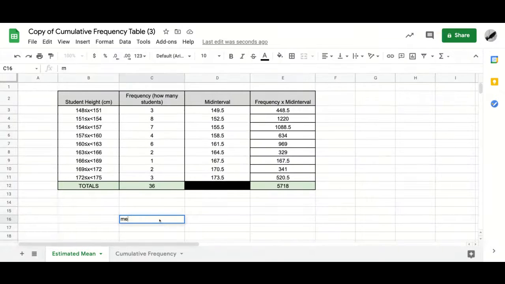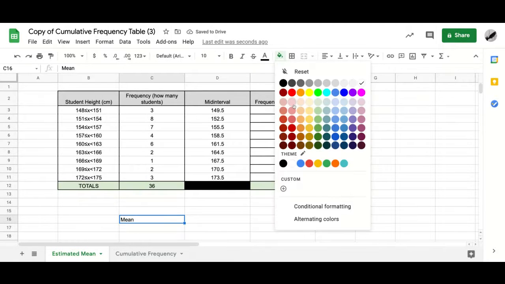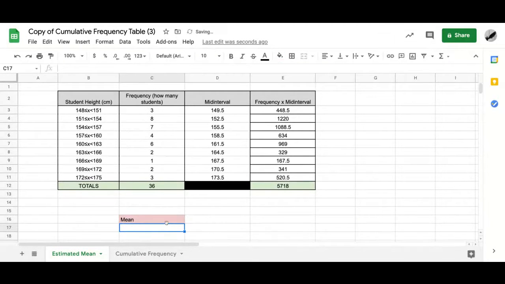Now I'm going to find the mean. Right, mean here, mean. Just put it right here. Make it a pretty color. Pretty, como yo, see? Como siempre, cada día.